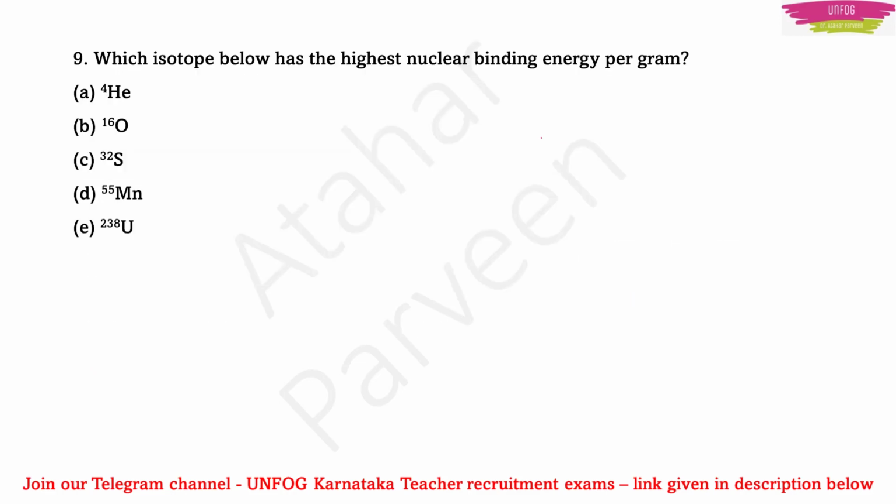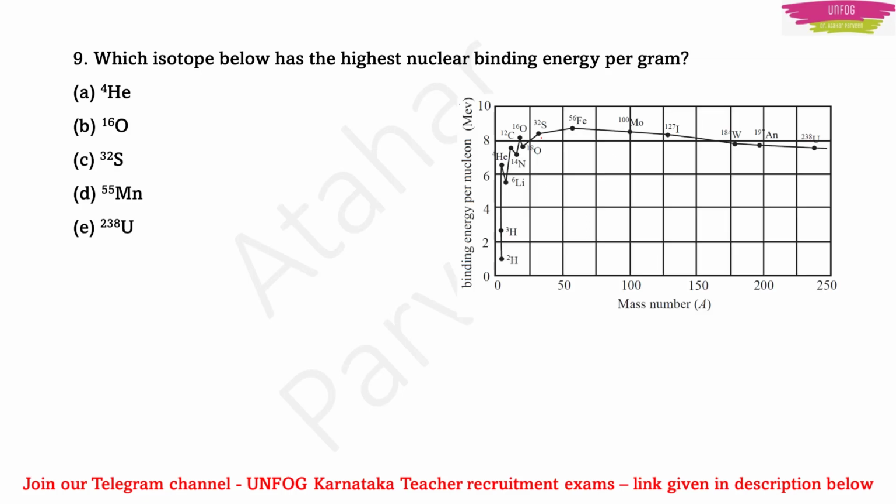Next question. Which isotope below has the highest nuclear binding energy per gram? So if you see the options, the mass number is more for uranium, but we know that uranium will have less binding energy per nucleon. So who is near iron, that you have to see. Mn is near iron. See the mass number, it is 55, right? So for iron it is 56, right? So it will be near iron only, Mn. So that will be the correct answer, not uranium. Okay, you have to remember this.